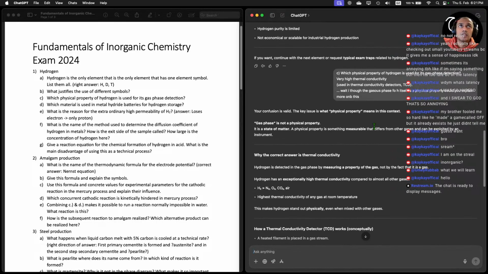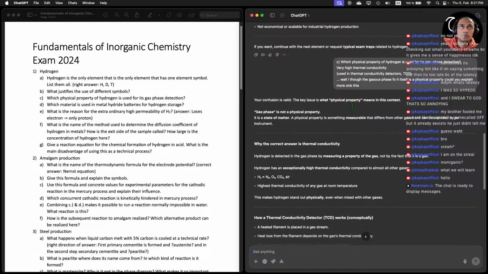So, what makes hydrogen? Your confusion is valid. Physical property means, in this context, gas phase is not a physical property, it's a state of matter. It's a state of matter. It's not a physical property. What's physical property though? That was a paper.